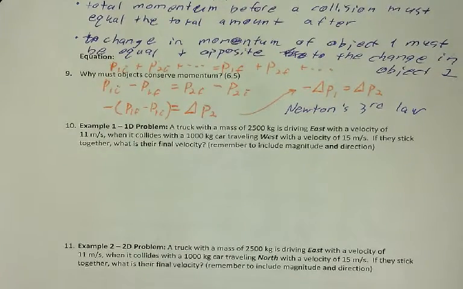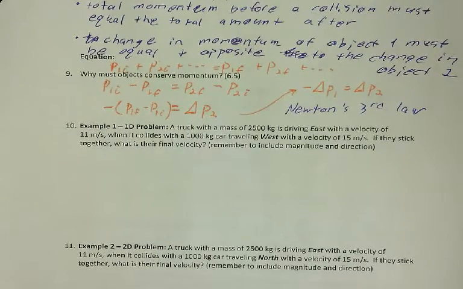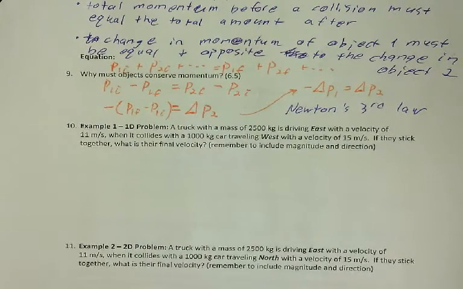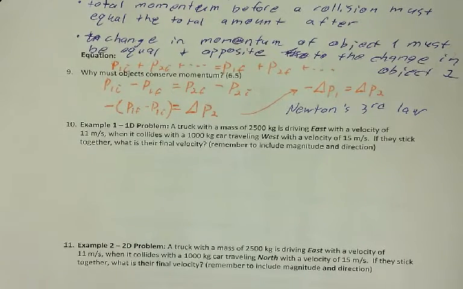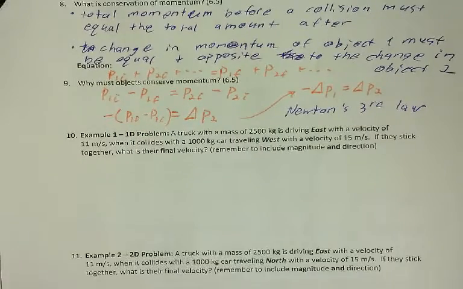A truck with a mass of 2,500 kilograms is driving east with a velocity of 11 meters per second. It collides with a 1,000 kilogram truck going west with a velocity of 15. If they stick together, what's their final velocity? Remember to include magnitude and direction. So we need positives and negatives here.